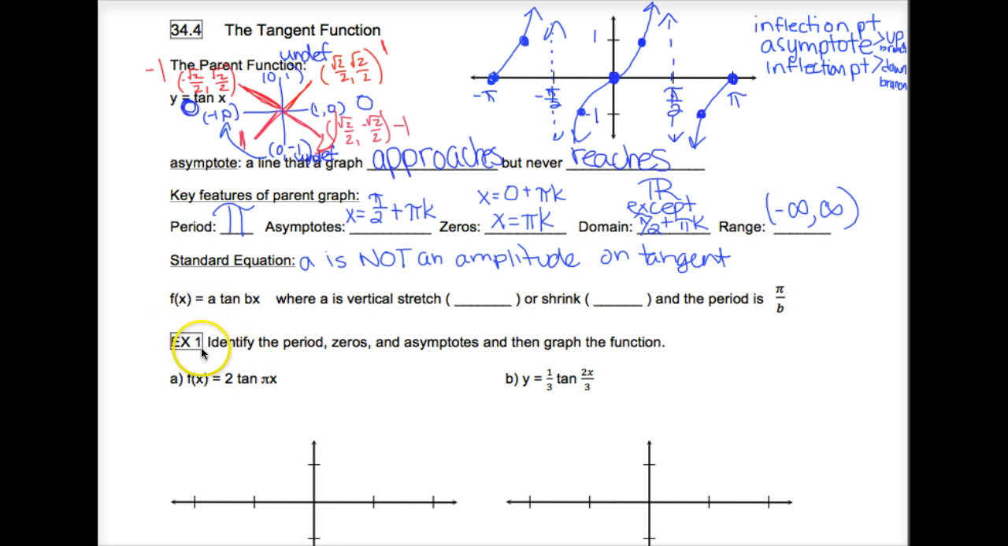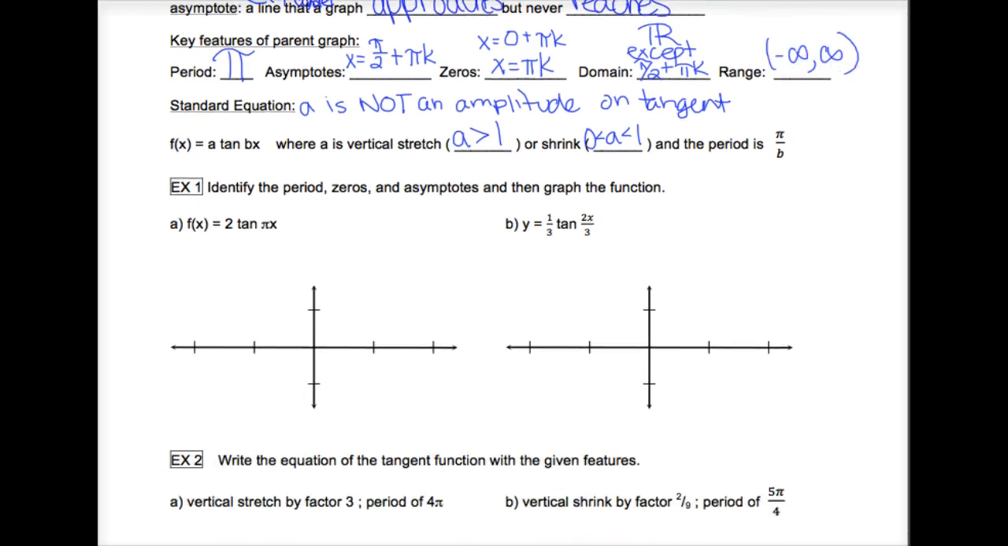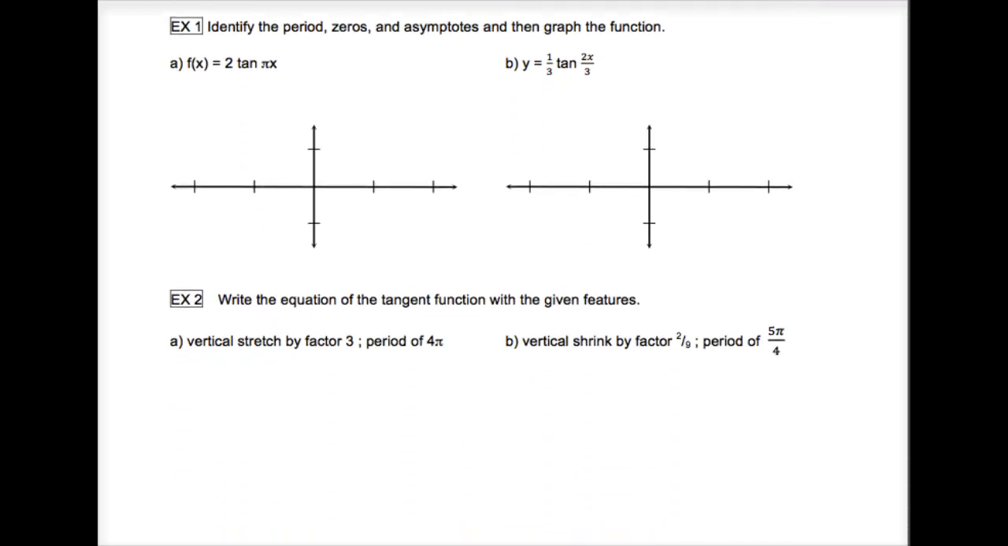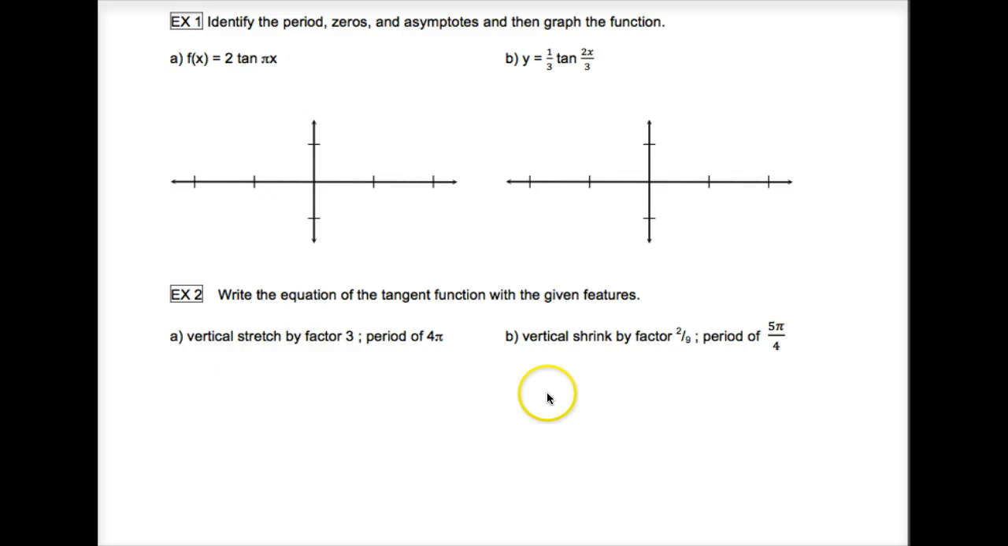Now, that doesn't mean that A isn't important. A is definitely important. We're still going to use it when we graph it because it still represents vertical stretch when A is greater than 1, or shrink when A is between 0 and 1. Now, your B is still going to help define the period, but notice that the formula's changed. Here now, the period is going to be pi over B instead of 2 pi over B. So we're going to use those things to help us graph and then also to write equations, just like we did with sine and cosine.